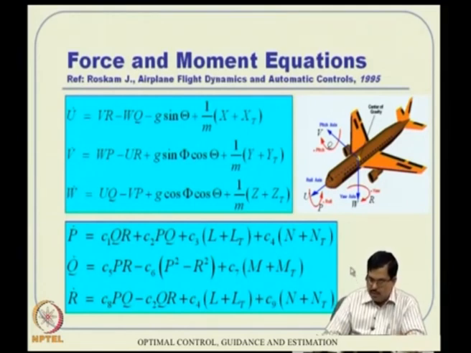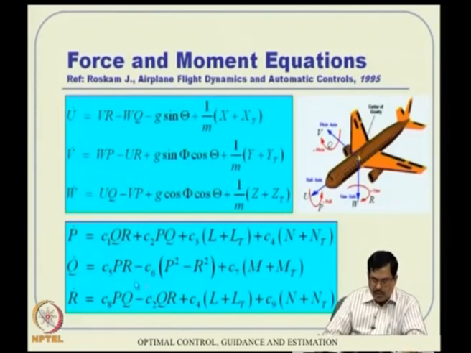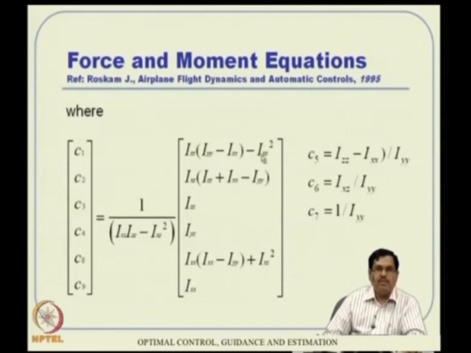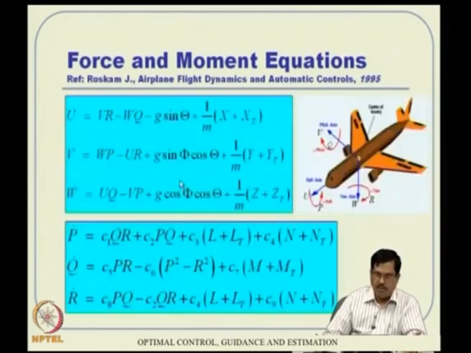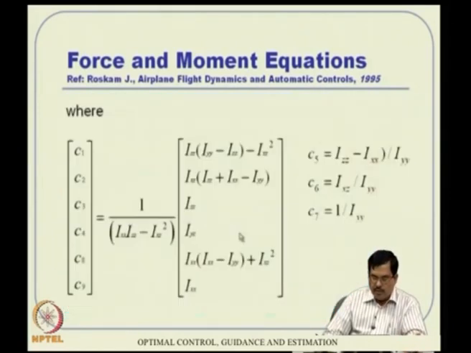Once you understand these details, you will be seeing these things. Now this C1, C2 that you see, all these C1, C2, C3 are functions of moment of inertia, which is given like that. It can be easily solved. From these equations you will solve for P dot, Q dot, R dot. As a byproduct, you will get C1 to C9, all the things like that. So it is easy to compute these constants.